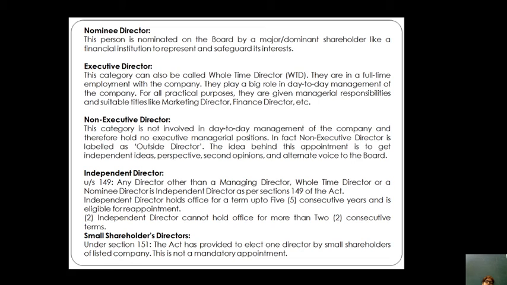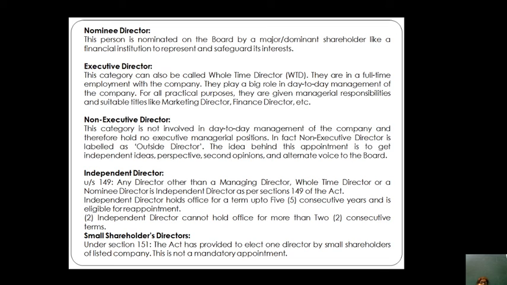Now non-executive. This category is not involved in the day-to-day management of the company and therefore holds no executive managerial positions. In fact, a non-executive director is labeled as an outside director. So there may be a question in MCQ. Non-executive directors are also known as outside directors. The idea behind this appointment is to get independent ideas, perspectives, second opinions and an alternate voice to the board. They are equally important, but they are not actively participating in the day-to-day company affairs. So they are non-executive directors.